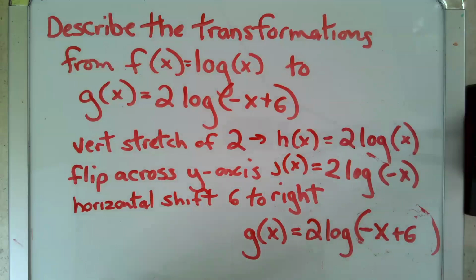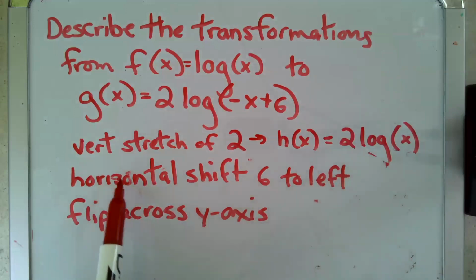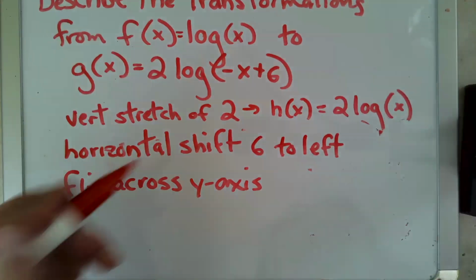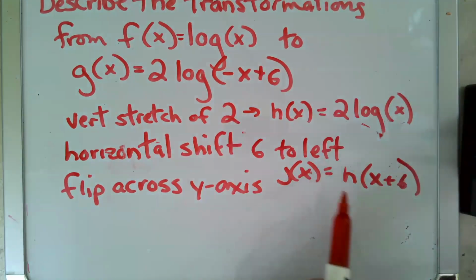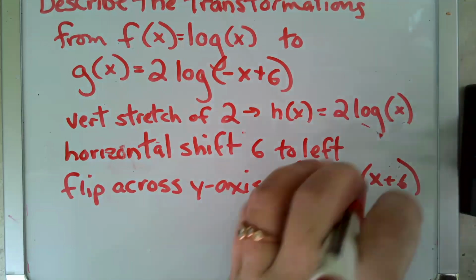Now, the other way to do that would be to describe these 2 transformations in the opposite direction. So let's just take a quick look at that. So if after we do our vertical stretch of 2, we do a horizontal shift of 6 to the left next, that means our j of x will equal our h of x plus 6. So that means our 2 log of x plus 6.